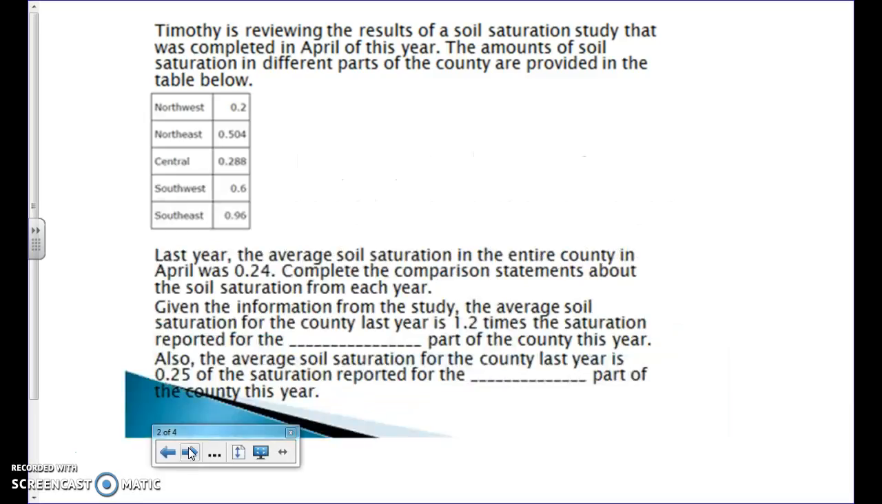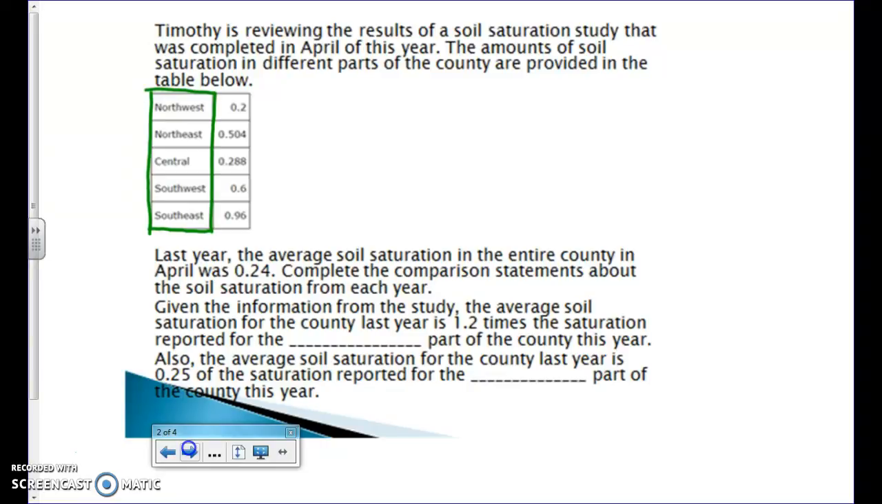And it's kind of a long problem. It's kind of a long read. There's a lot of things to learn about here. And it says that Tim is reviewing the results of a soil saturation study that was completed in April of this year. The amounts of soil saturation in different parts of the county are provided in the table below. Okay, so then it gives you the table, and they didn't do a very good job of labeling this, but we have the parts of the county over here on the left, and we have the amount of soil saturation on the right.